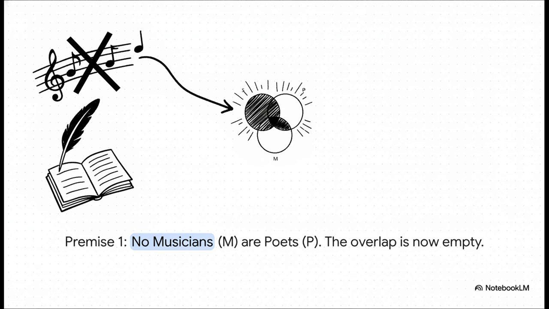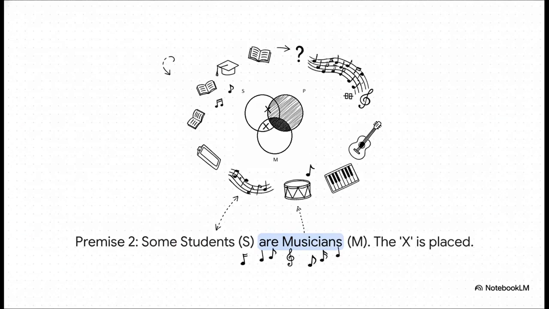Okay. Our first premise is no musicians are poets. So we draw a circle for musicians and a circle for poets. That premise tells us that the space where those two circles overlap, it's empty. Nothing exists there. So we just shade it out, gone. All right, now for premise number 2.